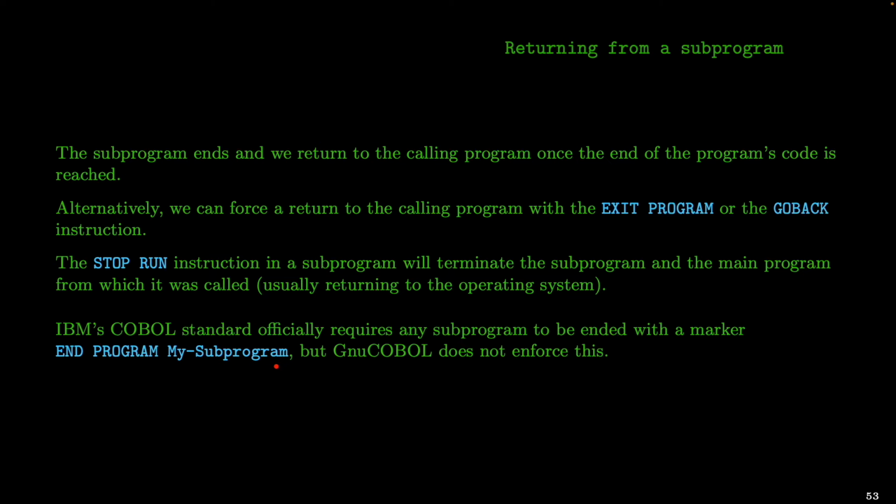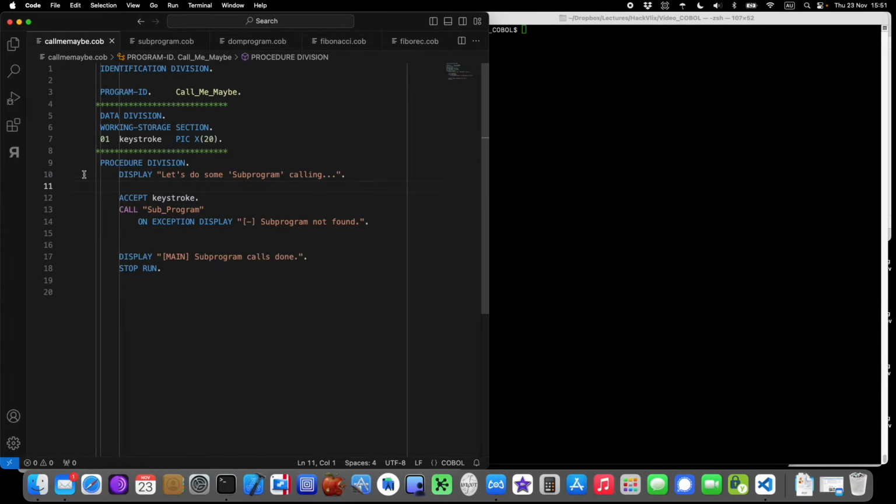Now let's see some examples of subprogram calls. Here's my program to test the subprogram calls. A very simple form, similar to the one with the procedure calls with perform. I wait for a keystroke and then I call a subprogram named sub_program. And here I use the ON EXCEPTION handler, and if something goes wrong, if I don't find this subprogram, then I will just display "subprogram not found".